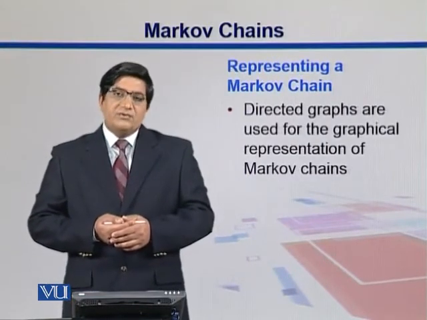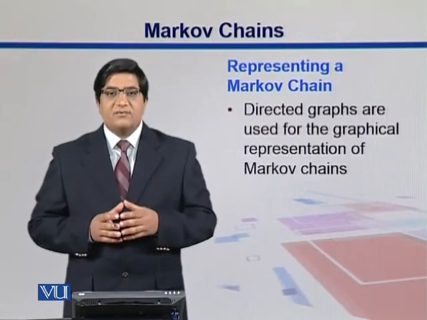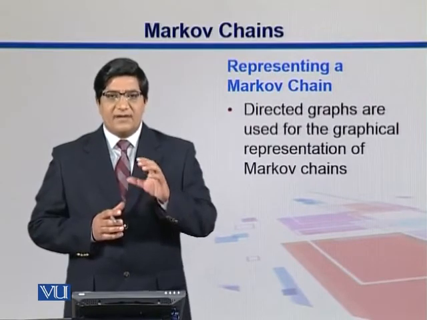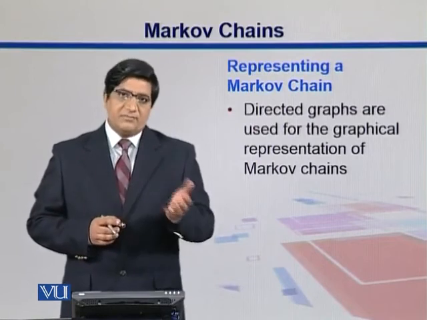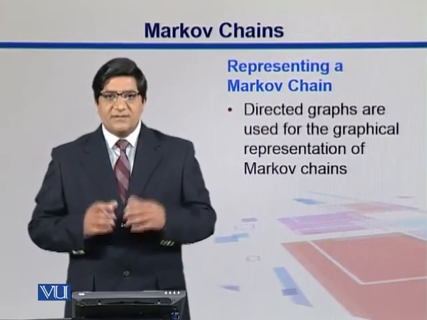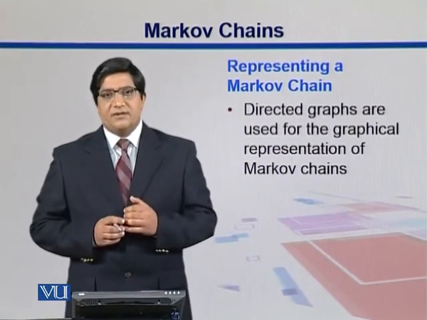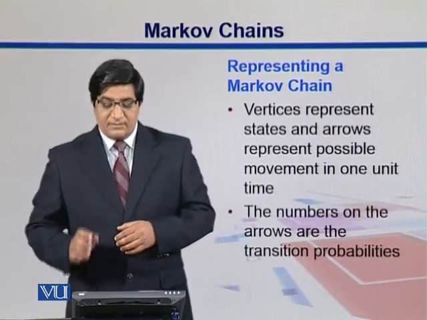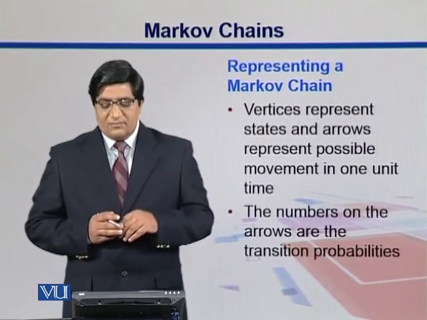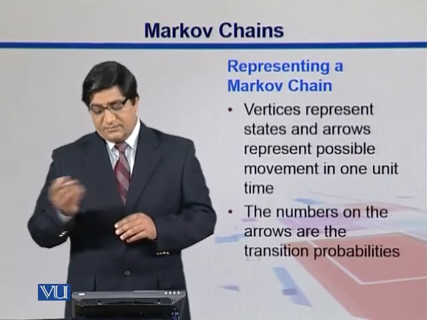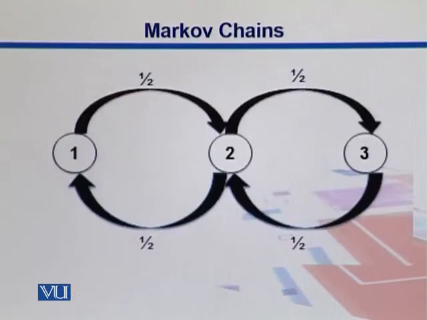We use directed graphs in order to represent these chains. How can we represent them? We can take the states as circles and connect them with edges, putting their probabilities on those edges. So we can represent them using directed graphs, where vertices represent states, and arrows represent possible movements in one unit of time, and the numbers show you those probabilities. We'll look into this example right here.